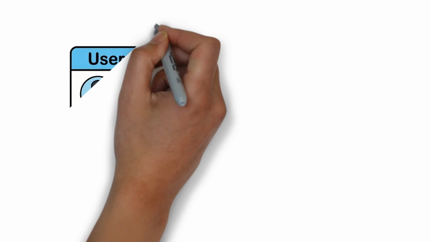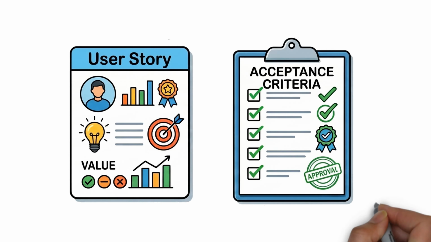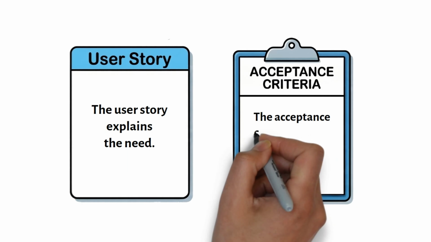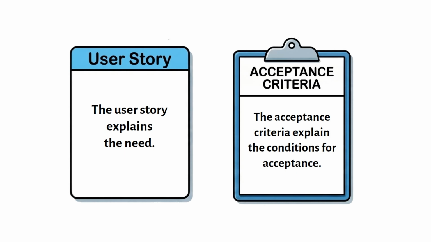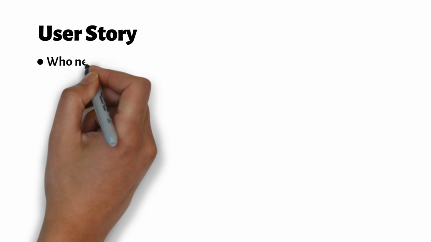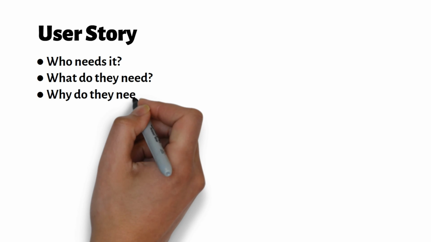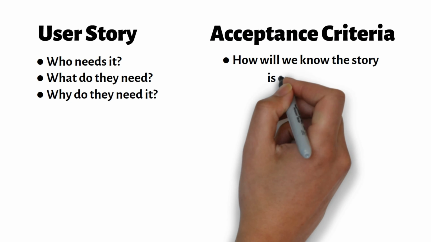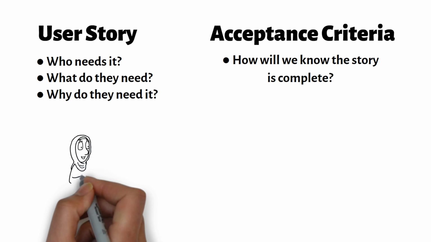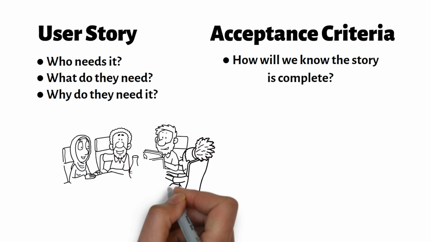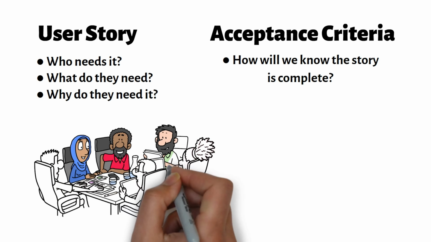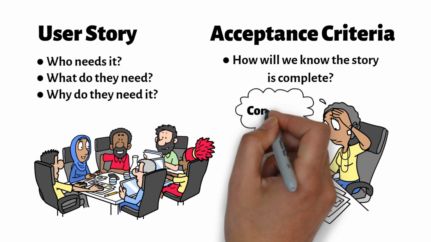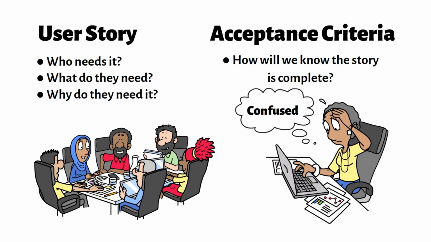It helps to separate the purpose of the user story from the purpose of the acceptance criteria. The user story explains the need. The acceptance criteria explain the conditions for acceptance. The story answers: who needs it? What do they need? Why do they need it? The acceptance criteria answer: how will we know the story is complete? This distinction is important because many teams write a user story but forget to define clear acceptance criteria. When that happens, the story may look simple but still create confusion during development or testing.